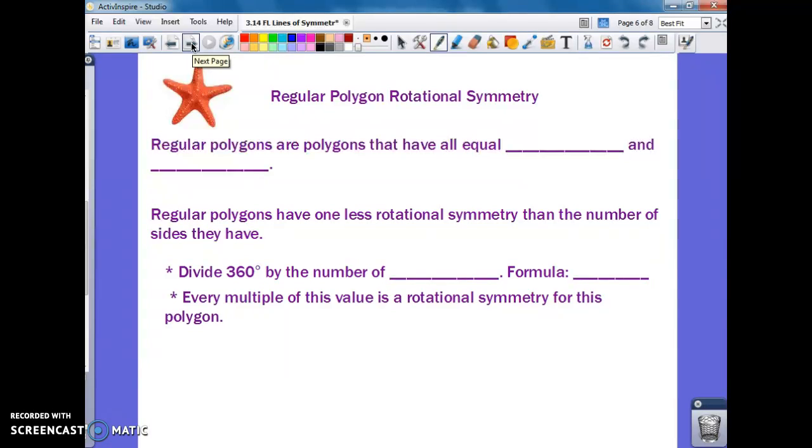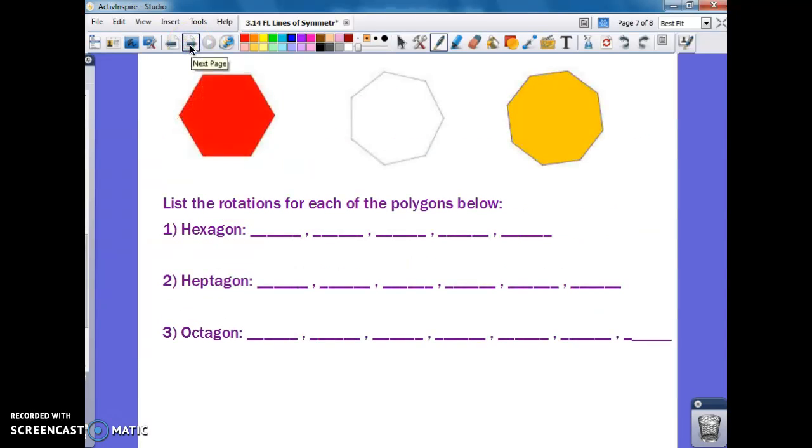Regular polygon rotational symmetry. Regular polygons are polygons that have all equal sides and angles. Regular polygons have one less rotational symmetry than the number of sides. Divide 360 by the number of sides. Formula is 360 divided by n. Every multiple of this value is a rotational symmetry for a polygon. So, list all the rotations for the polygon below.